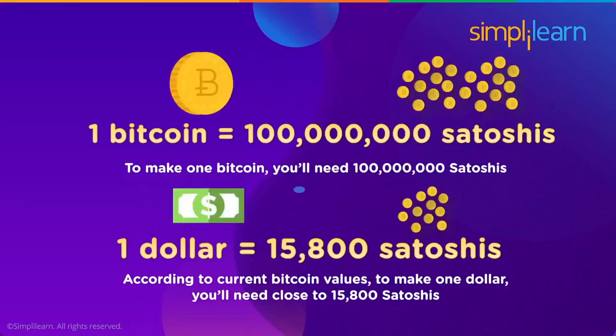Now, to make one Bitcoin, you need approximately 100 million Satoshis. Now, according to the current Bitcoin values, which fluctuate a lot, to make $1, you'd need close to 15,800 Satoshis.